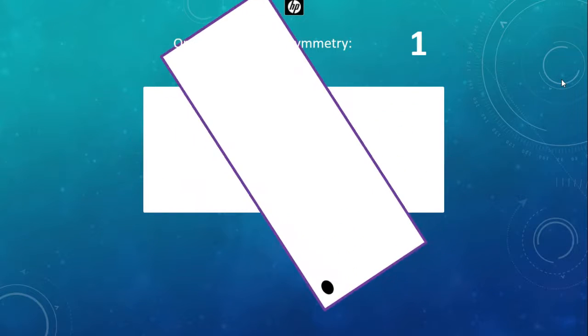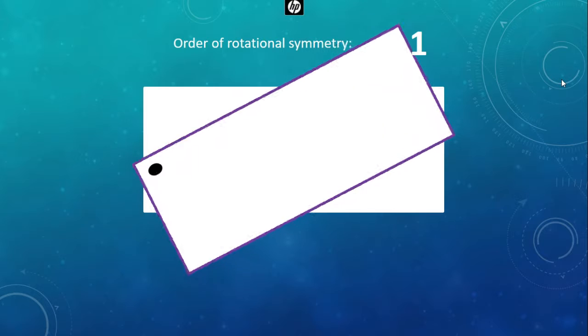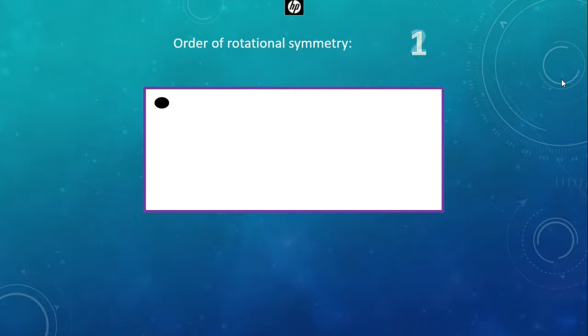Let's see if I can go again. And there we are, I get back to the start where it looks like the original shape. So in one complete turn, I can make that rectangle look exactly the same as the original shape twice. Once the right way round and once backwards.